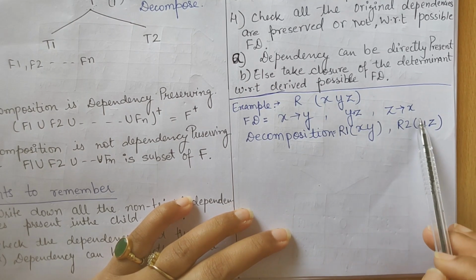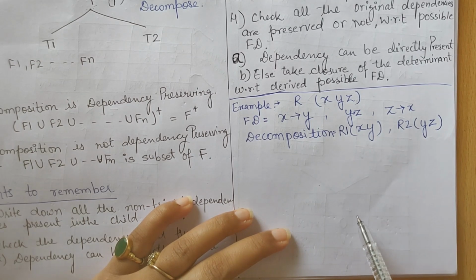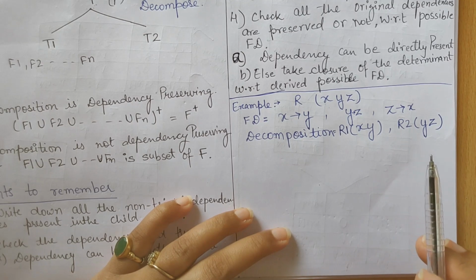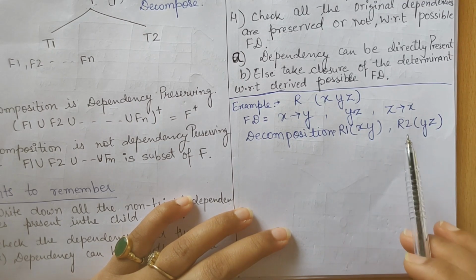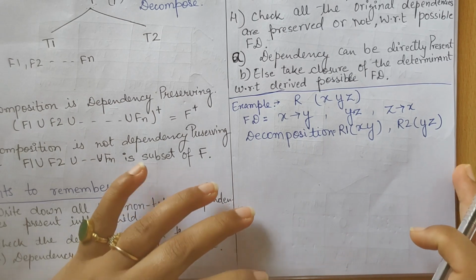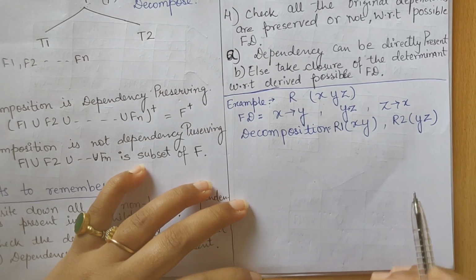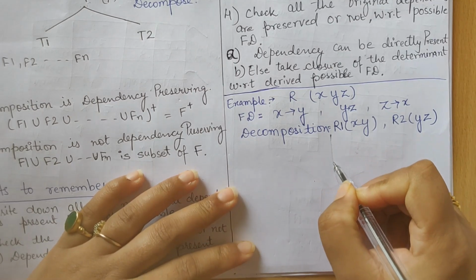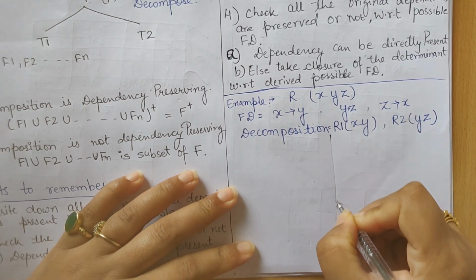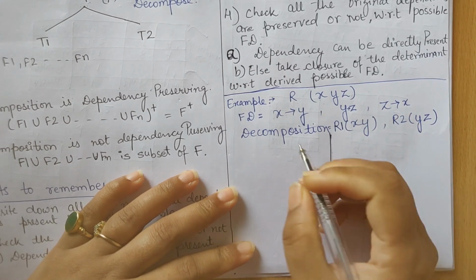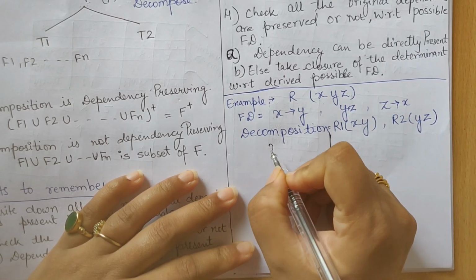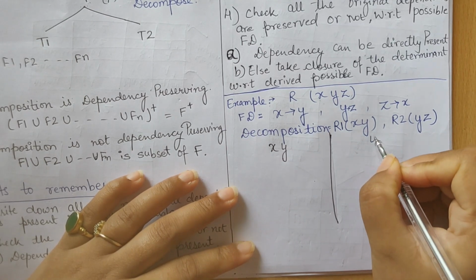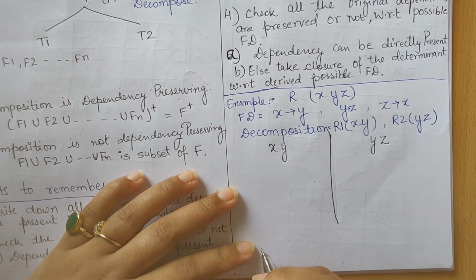That means this Y should be key in any one of the tables. If it is the case, then it is a lossless join or lossless decomposition. So now we have to check for dependency preservation. So what we have to do here, we will just make a separation, and here for table R1 I will write the attributes of R1 XY and I will write the attributes of R2 YZ.